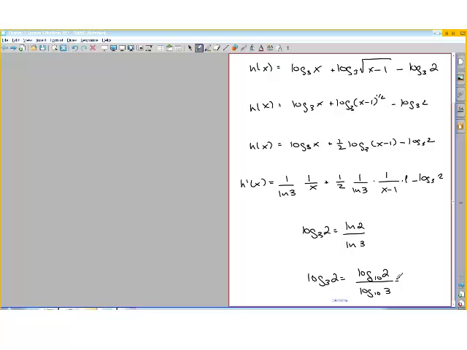So the natural log of 2 divided by the natural log of 3 gives me 0.631. And the second one I use the LOG function. So log of 2 divided by log of 3 is 0.631. So it does work. These two functions are in your calculator.